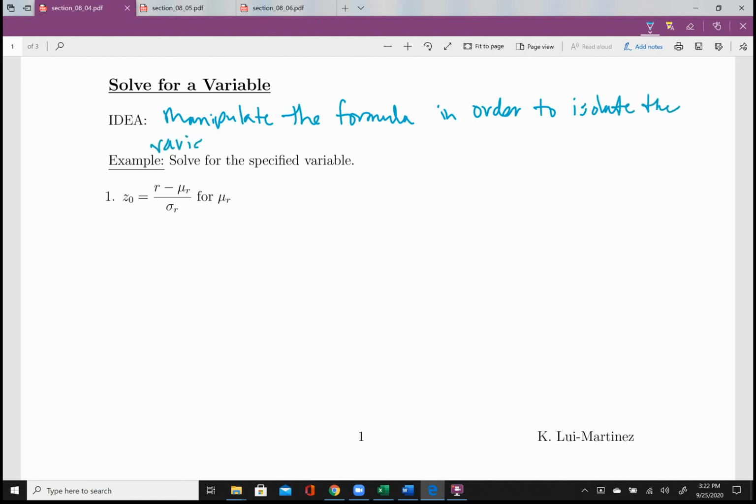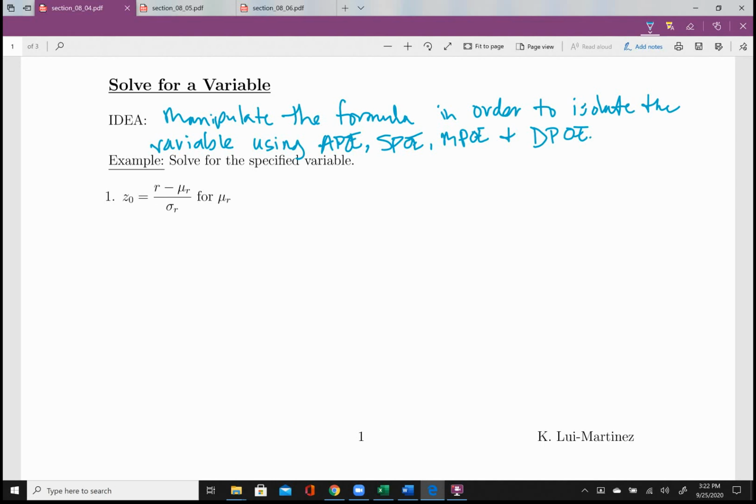Now, what do you get to use in order to manipulate the formula? You get to use your properties of equality. So I'll put the acronyms for them just to save space in writing. Addition property of equality, that's APO. Subtraction property of equality. Multiplication property of equality. And division property of equality.